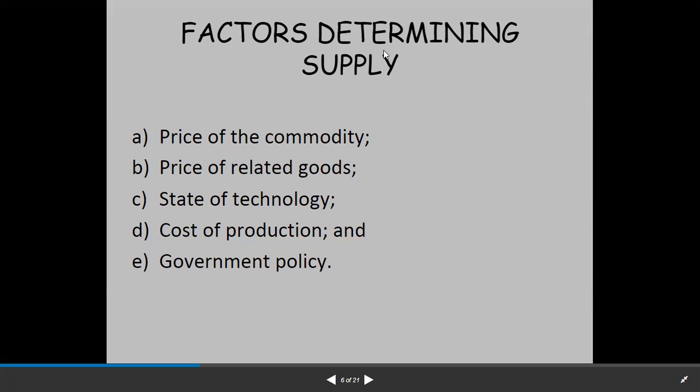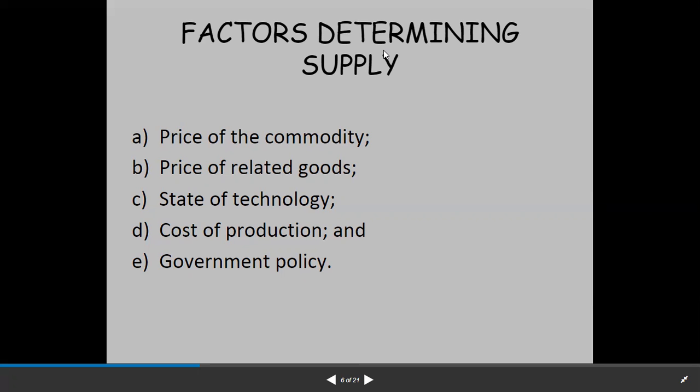So, the price of a commodity. First of all, we will discuss the individual. The price of a commodity means the most important factor determining the supply of any commodity is its price. As a general rule, the price of a commodity and its supply are directly related. What does it mean? It means that as price increases, the quantity supplied of the given commodity also rises, and vice versa. It happens because at a higher price, there are greater chances of making profit. It induces the firm to offer more for sale in the market.